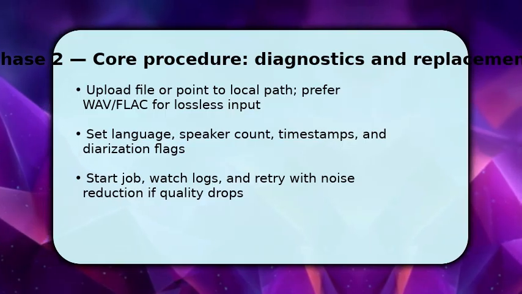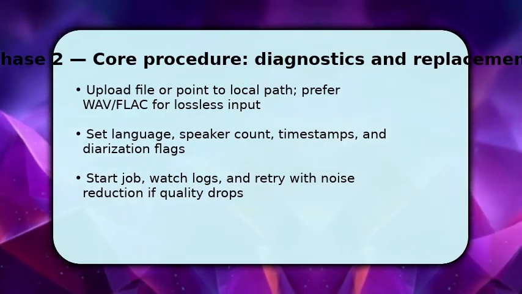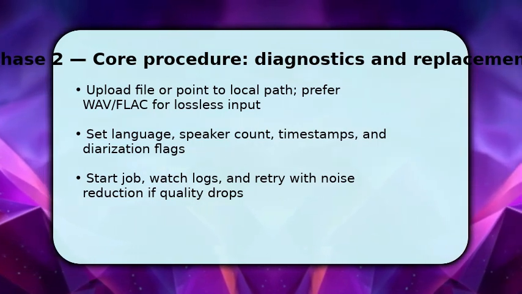If accuracy is poor, reprocess with noise reduction, higher bitrate, or a different model. Adjust chunk sizes and parallelism to balance speed and stability.